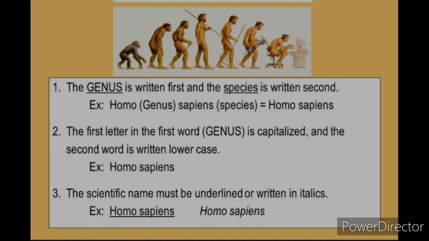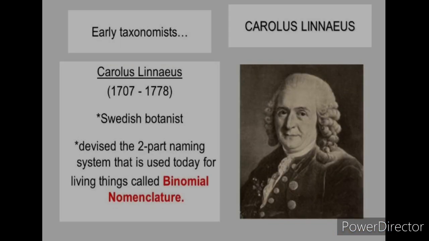This was given by Carolus Linnaeus. Carolus Linnaeus is the father of taxonomy. Now, the binomial nomenclature is very important, and we'll look at it. What are the rules of binomial nomenclature?